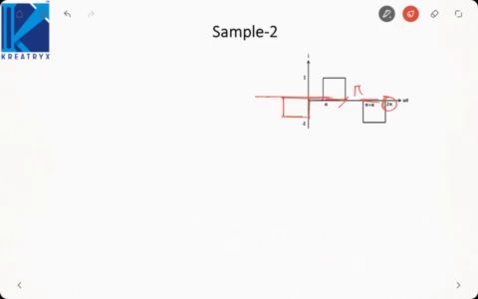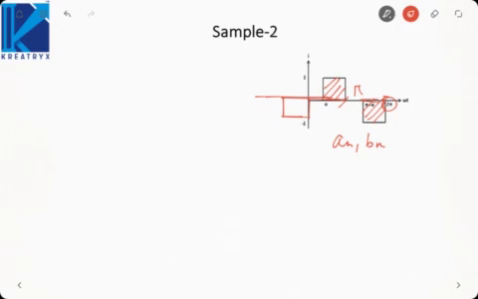Now if you see, this is neither even nor odd because it is not symmetric in first and third quadrant, and nor in first and second. So here we will have to calculate an as well as bn. But a0 I can directly say 0 because area will be 0. Positive area is equal to negative area. So we just have to calculate an and bn.